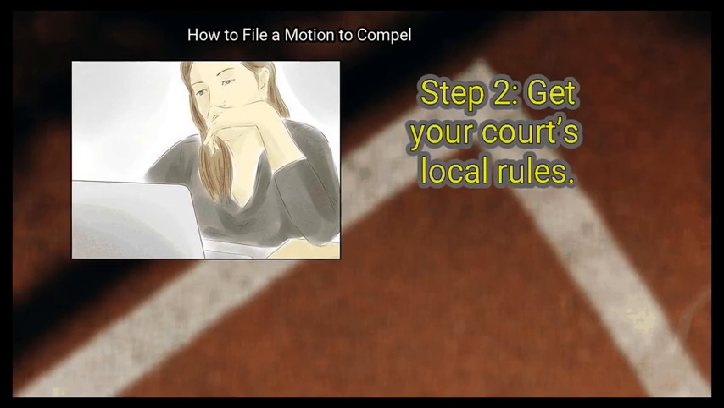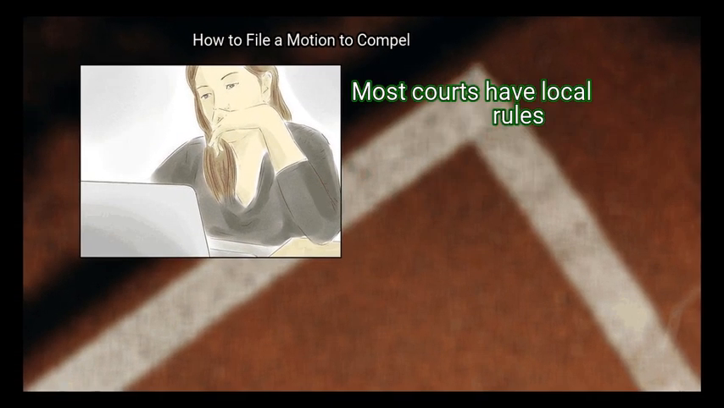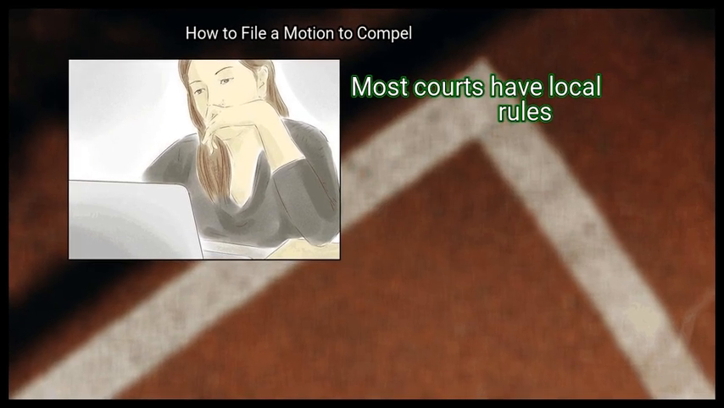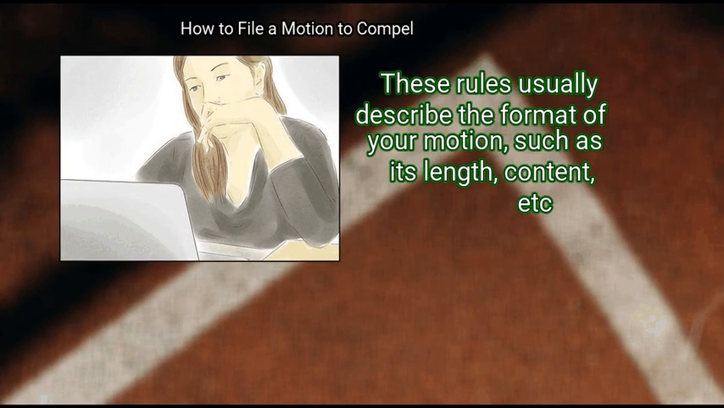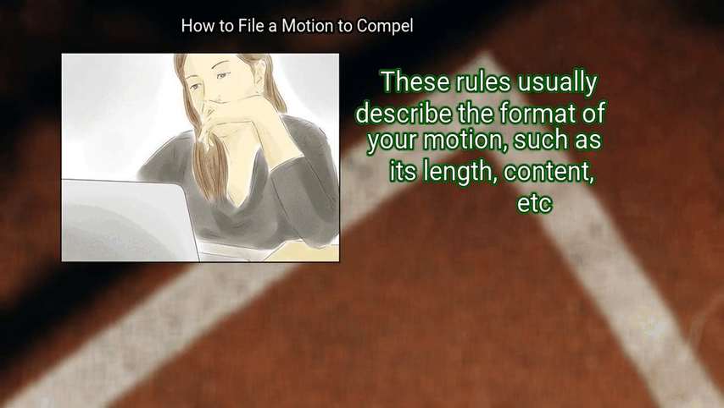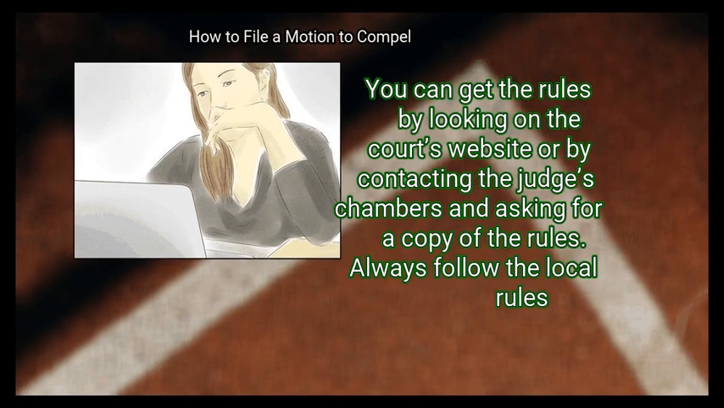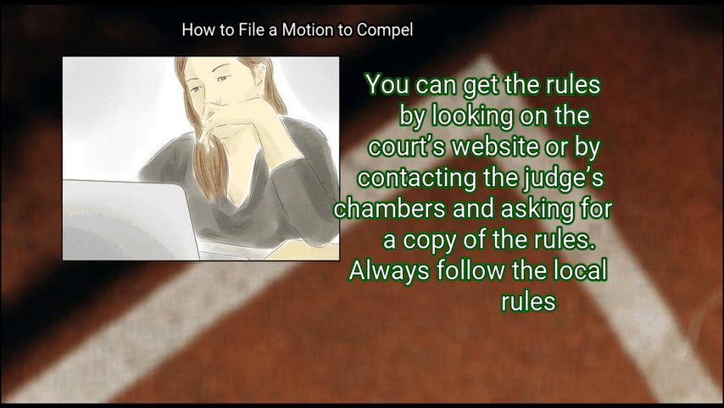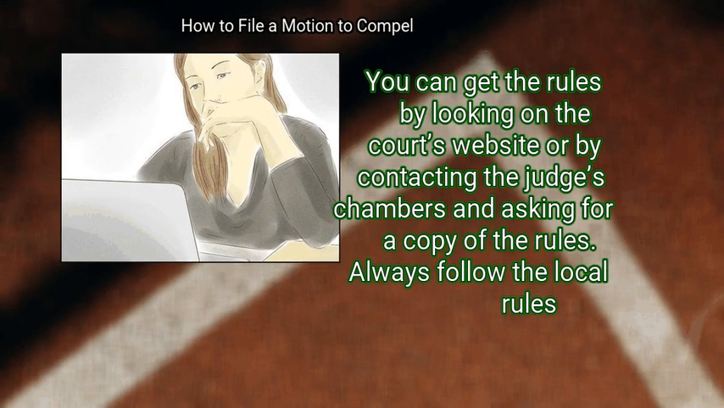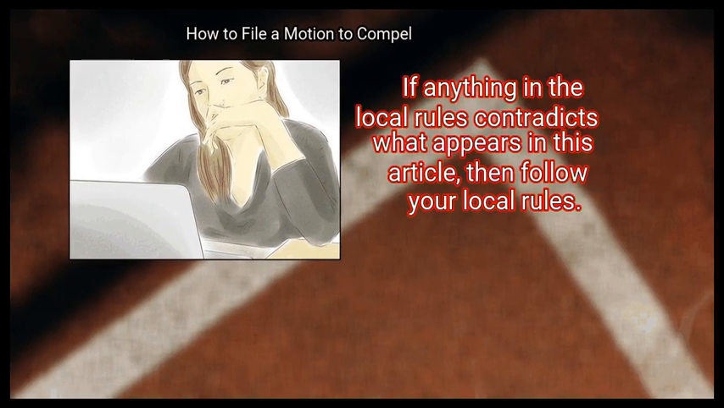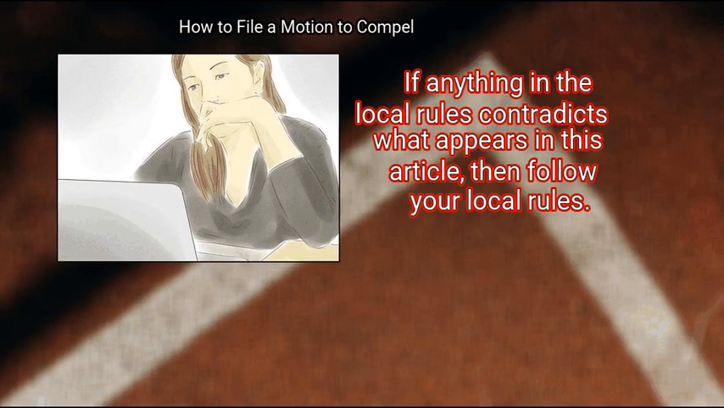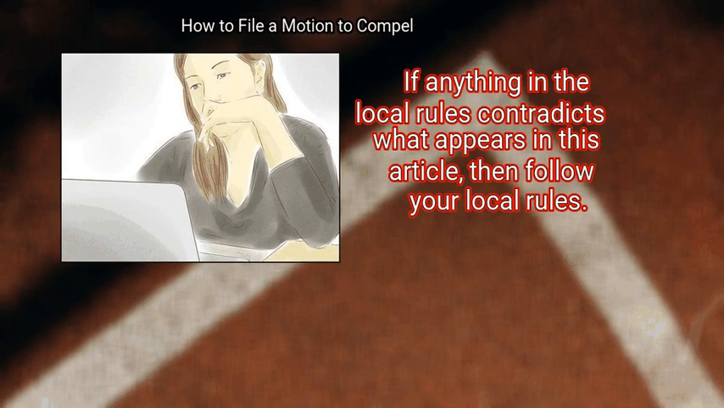Step 2. Get your court's local rules. Most courts have local rules. These rules usually describe the format of your motion, such as its length, content, etc. You can get the rules by looking on the court's website or by contacting the judge's chambers and asking for a copy of the rules. Always follow the local rules. If anything in the local rules contradicts what appears in this article, then follow your local rules.